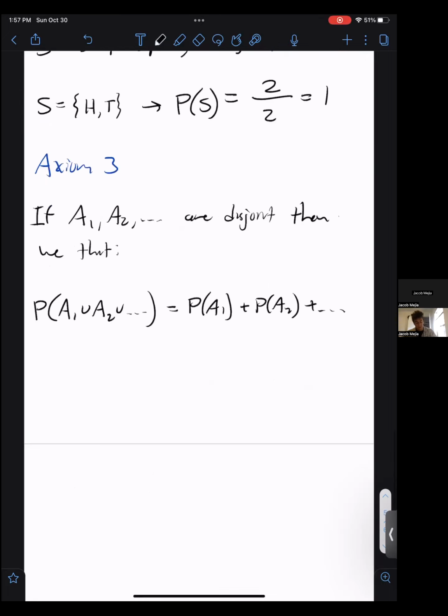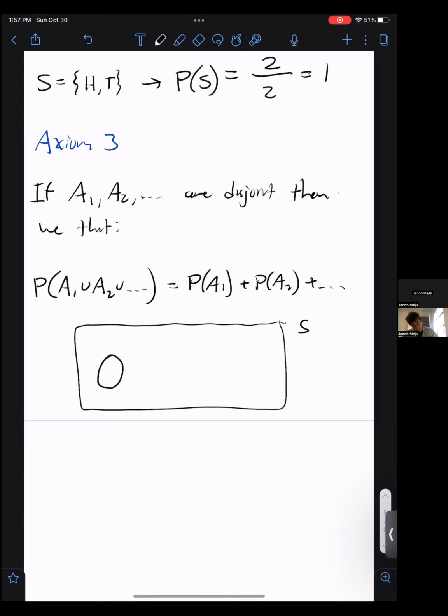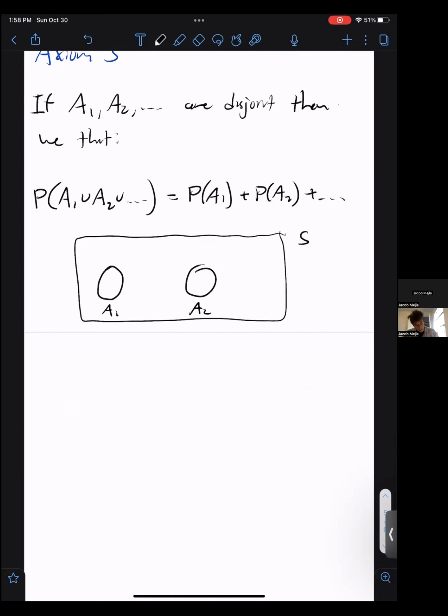I'll give a quick example of what it means to be disjoint. We have this big rectangle here, which represents our sample space, or space of total possible outcomes. And we have, let's say, 2 events, A1 and A2. This is an example of 2 events being disjoint because we see from this diagram that they cannot occur at the same time. As an example of this axiom, let's say we are rolling a die.